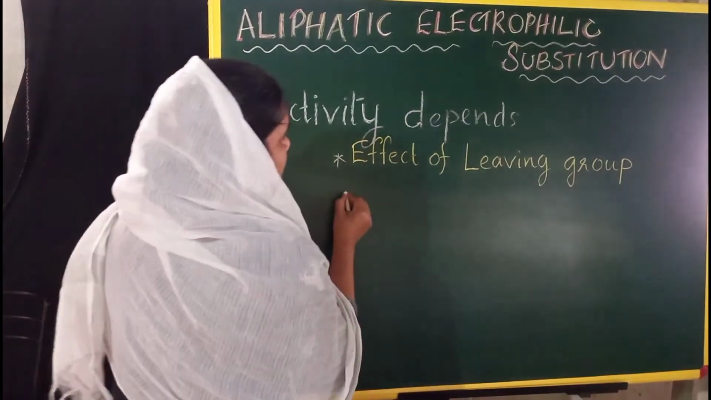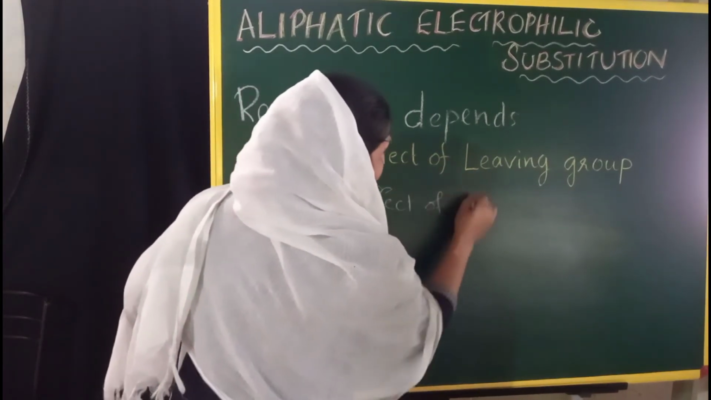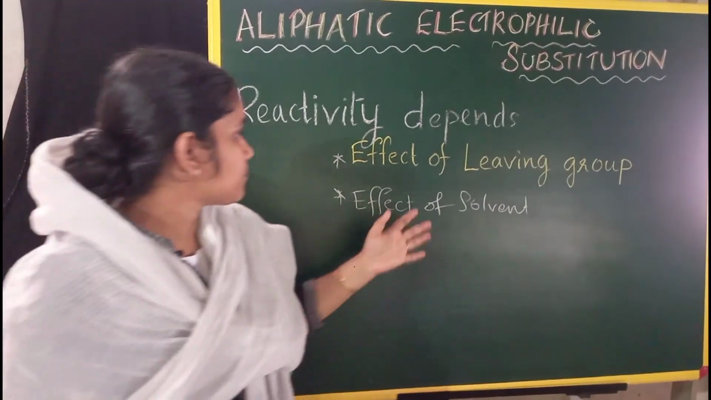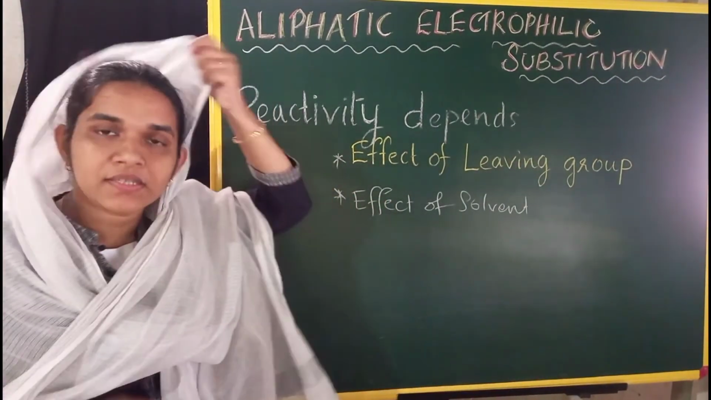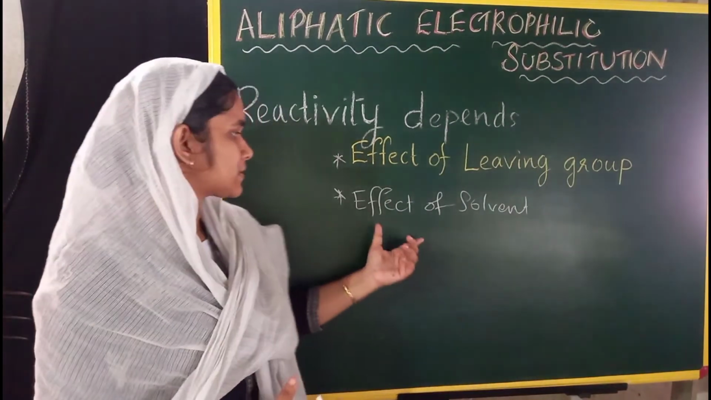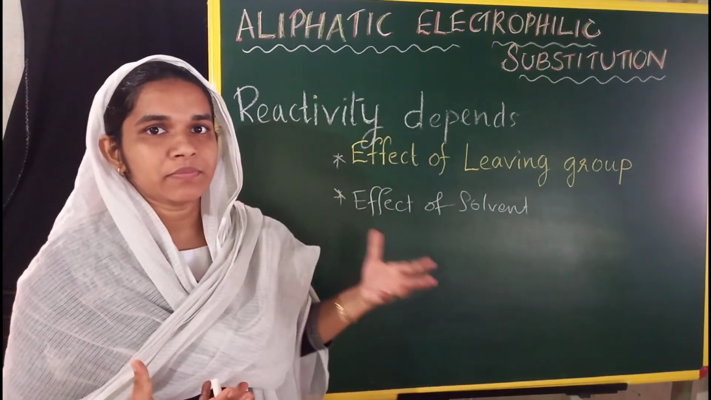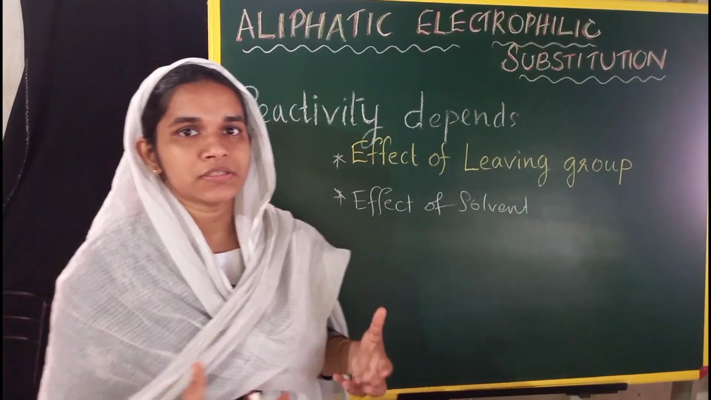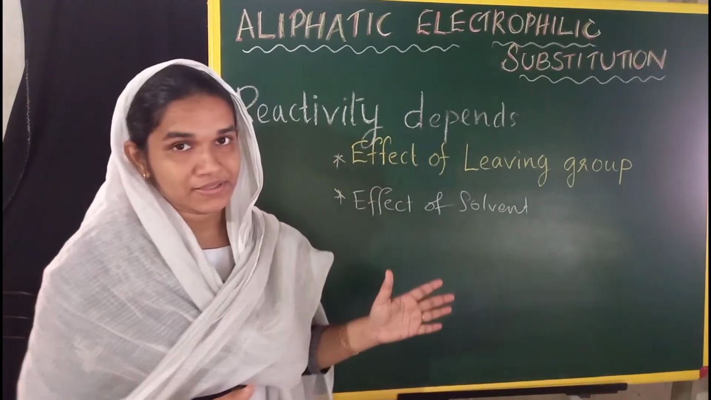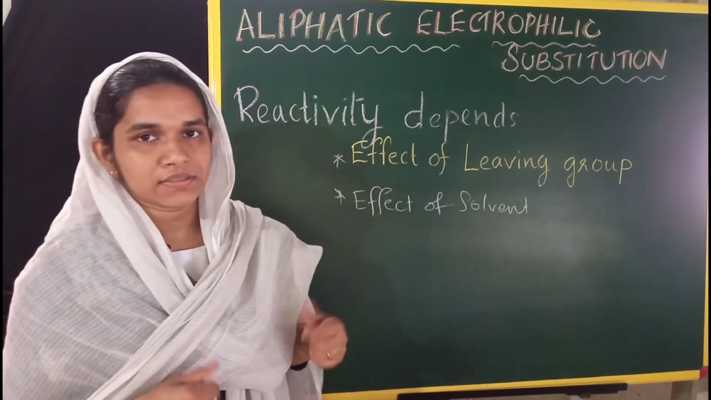Then the effect of solvent. The ionizing mechanism, here the SN1 mechanism, is mostly affected by the effect of solvent. Polar solvent stabilizes the ion formed during the reaction, so the reactivity will be higher. That is, for the SN1 mechanism, as the polarity increases, the rate of reaction also increases.